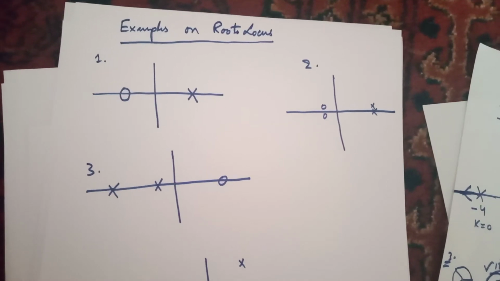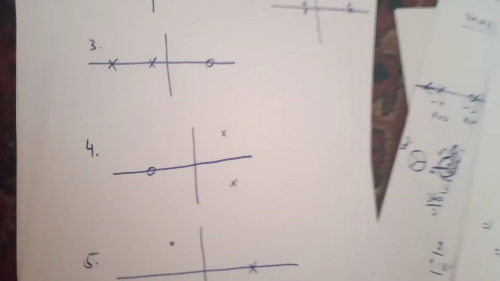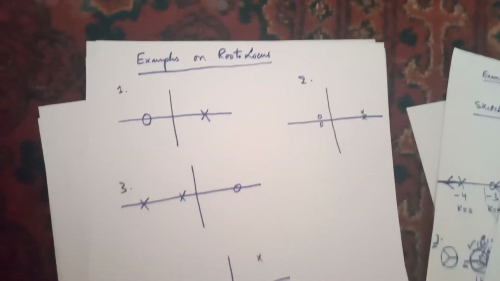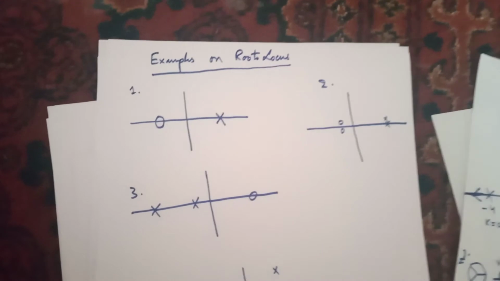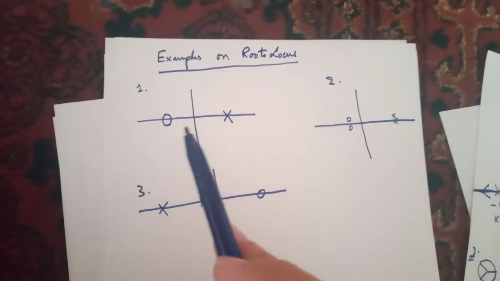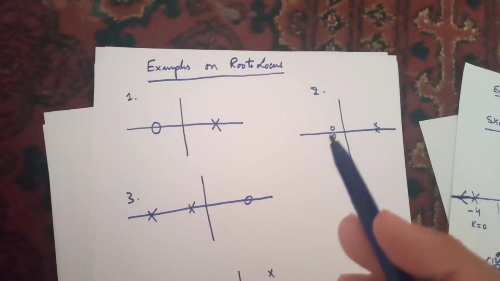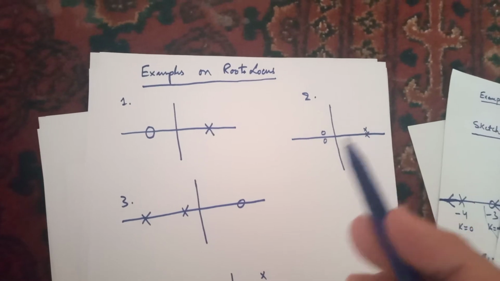Now we do some examples for freehand sketching. There are 5 examples. I just try to give you some hints how you can easily do the root locus without going into much detail. The first one is we have a 0 and a pole. The second is two zeros at one location and two poles on the real axis at another location.